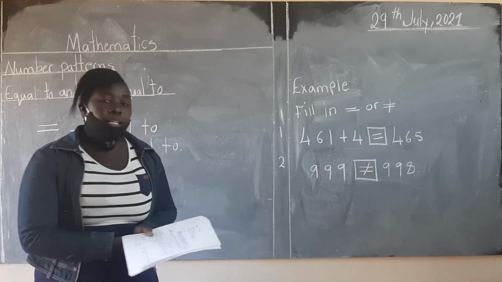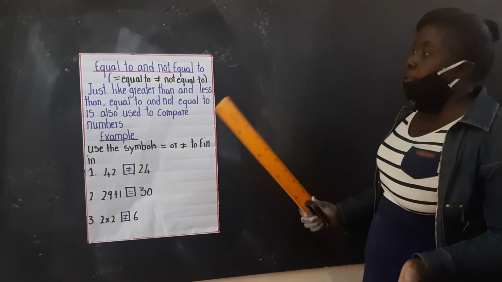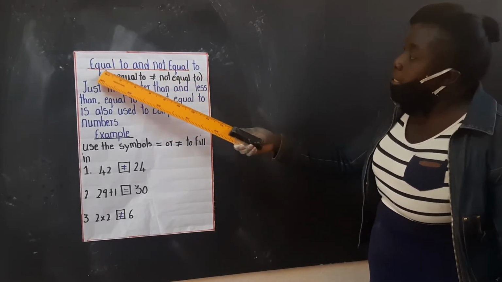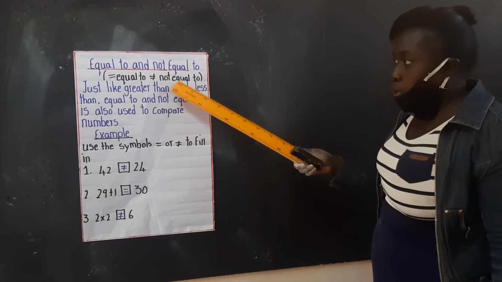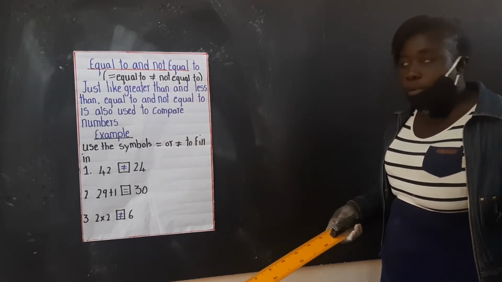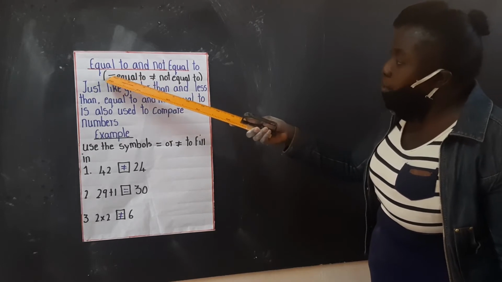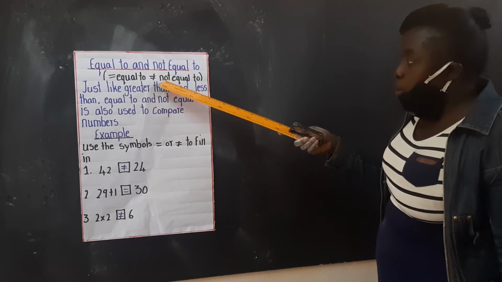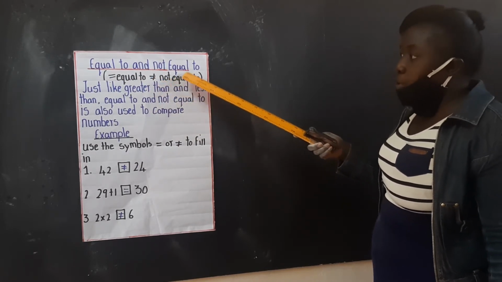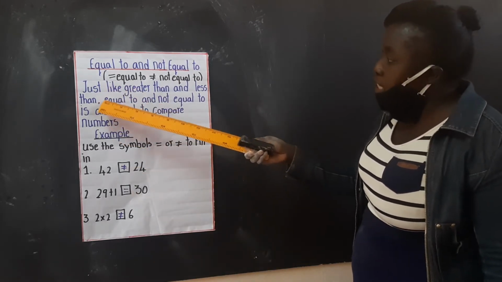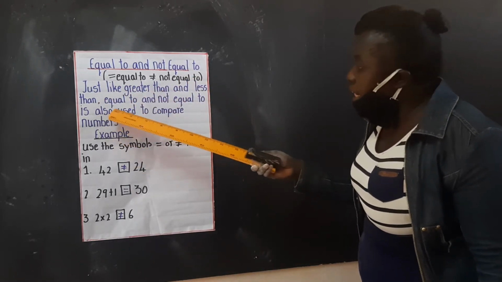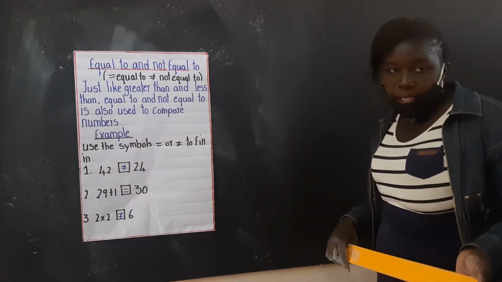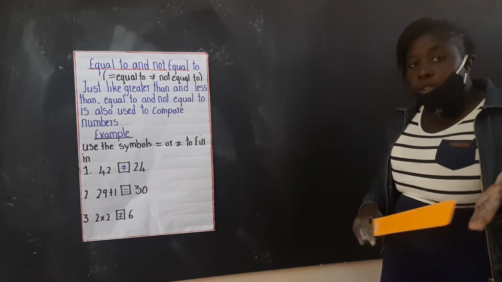Okay, so let us look at this chart together. Here is our chart. Our chart says equal to and not equal to. Below here we even have symbols that represent them. The first symbol represents equal to, while the second one represents not equal to. Just like greater than and less than, equal to and not equal to are used to compare numbers.